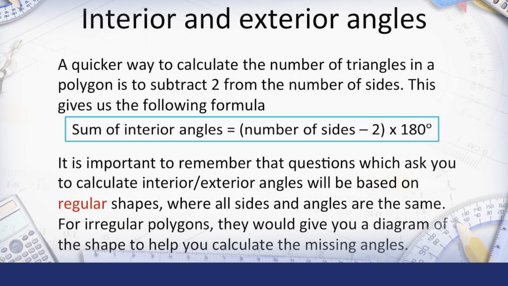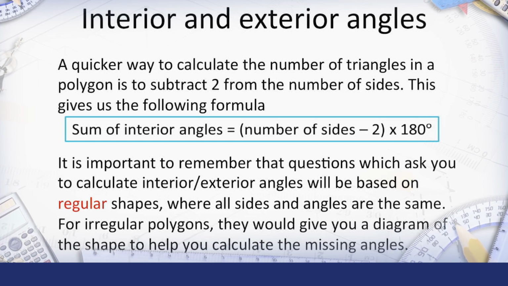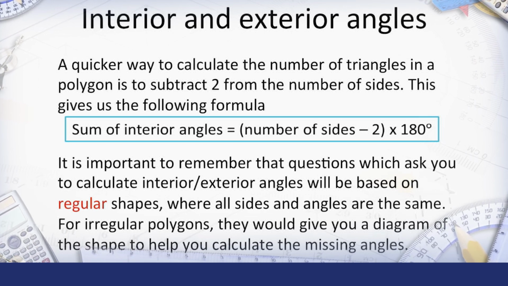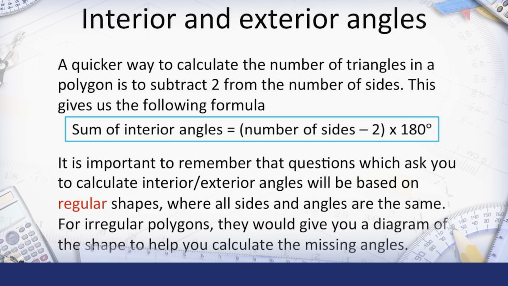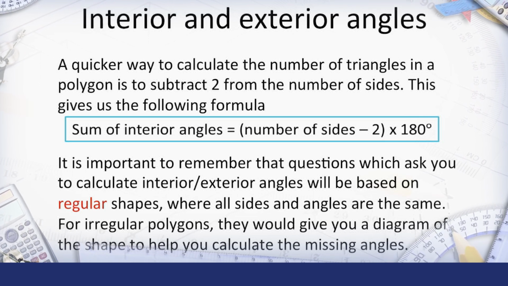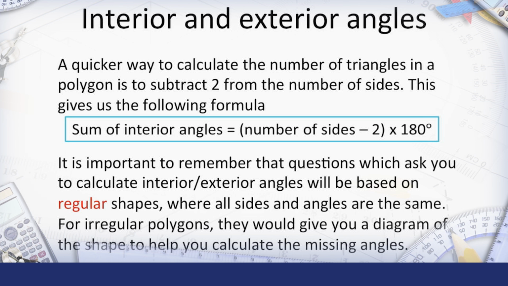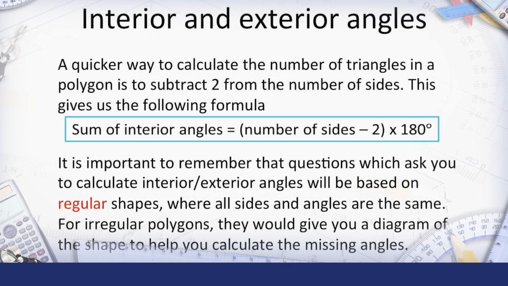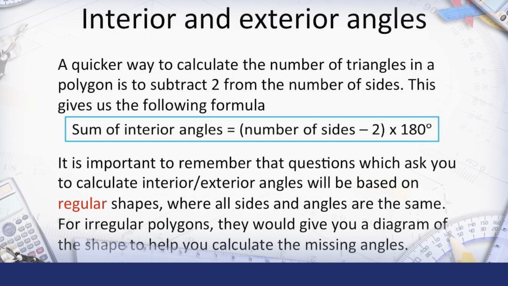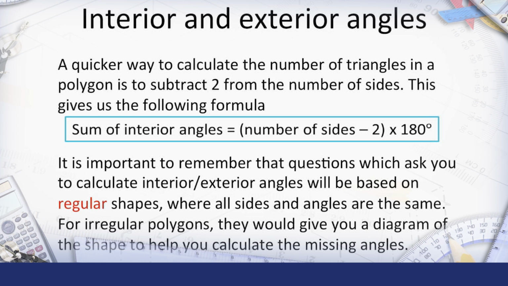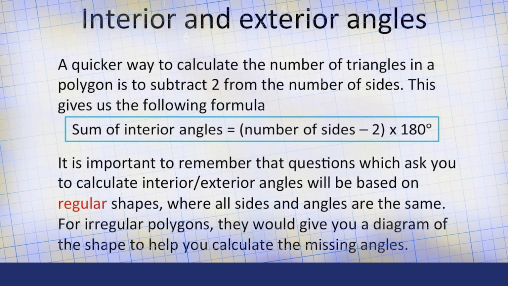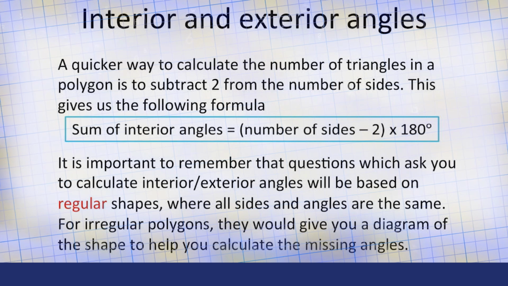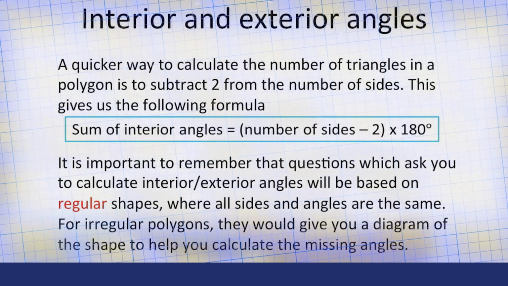Now, a quicker way to calculate the number of triangles in a polygon, for example, if they gave you a polygon with 20 or more sides, is to subtract 2 from the number of sides. And this gives us the following formula for working out the sum of the interior angles. The sum of the interior angles can now be found by doing the number of sides, subtract 2, multiplied by 180. So we work out the number of triangles in the shape and multiply it by 180.